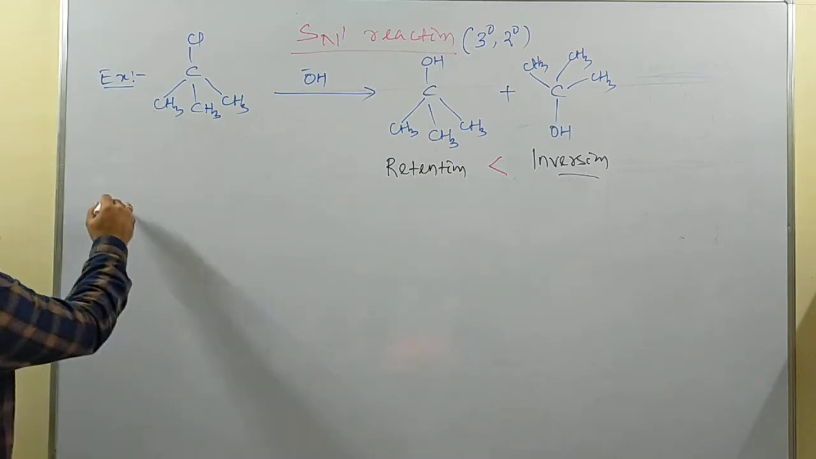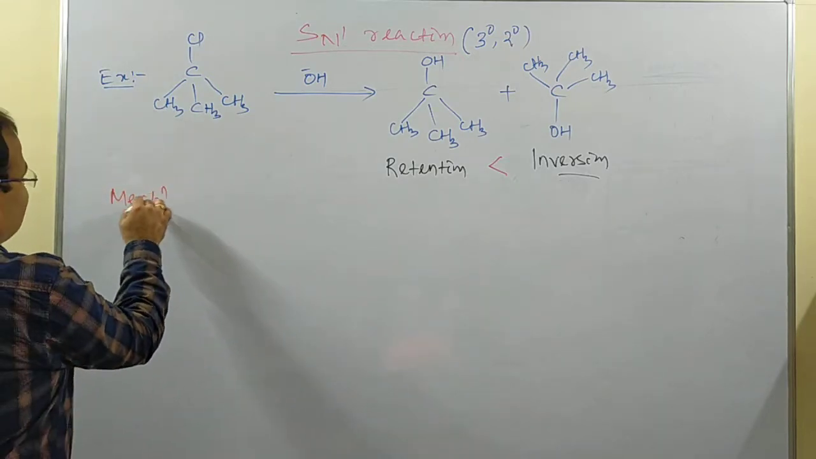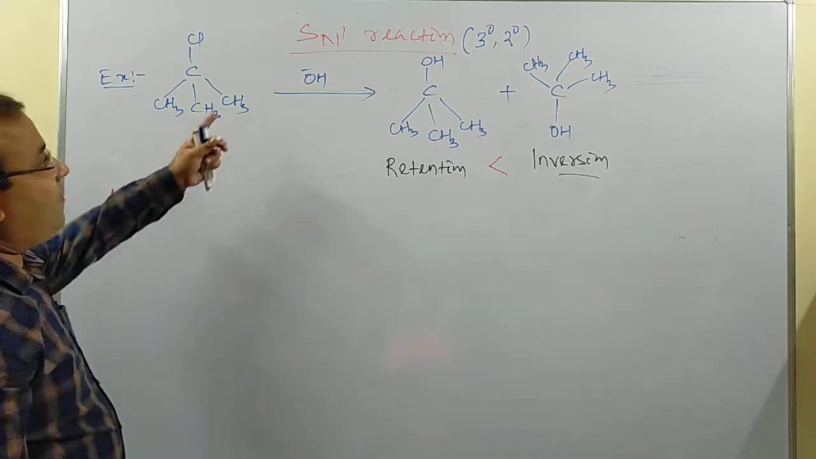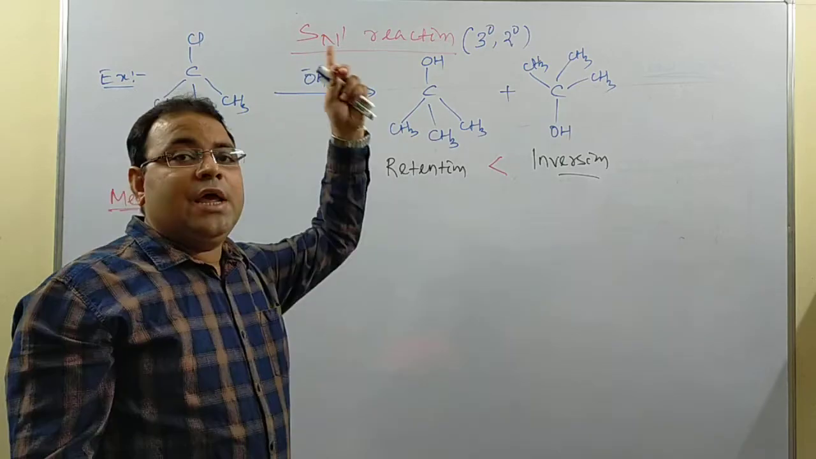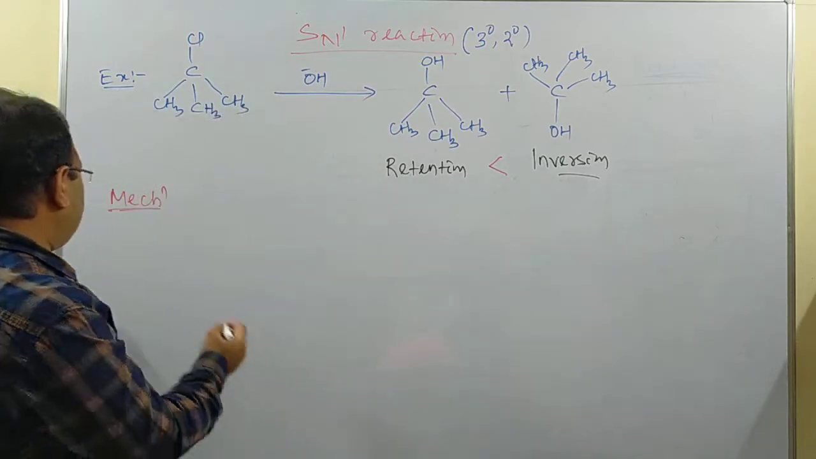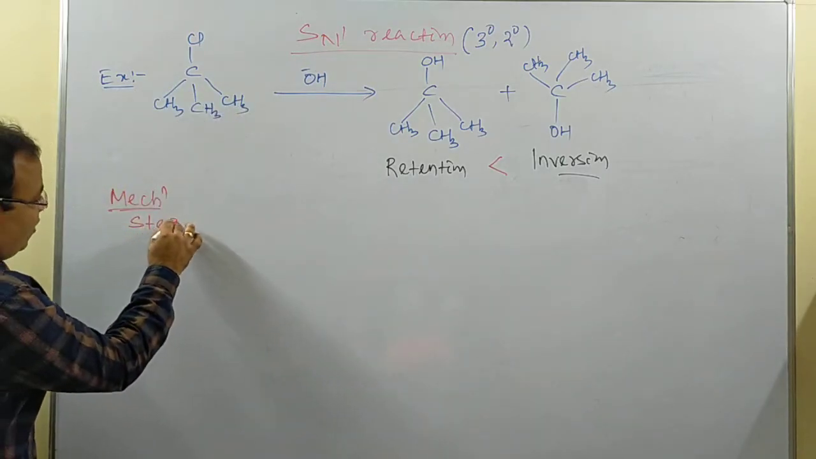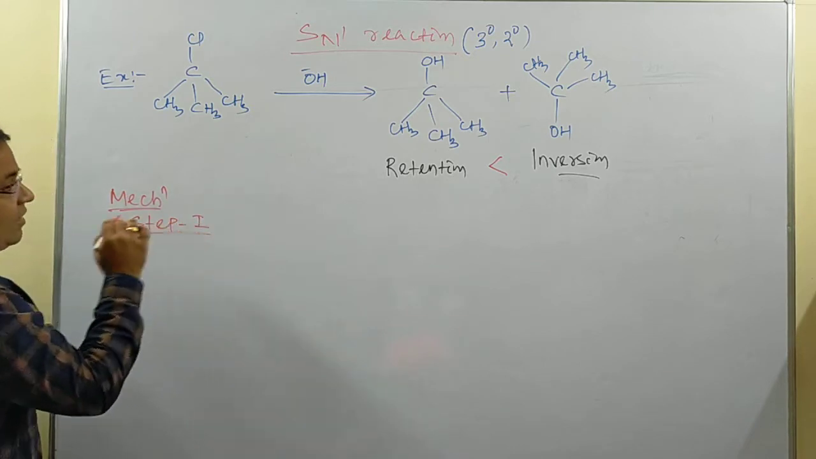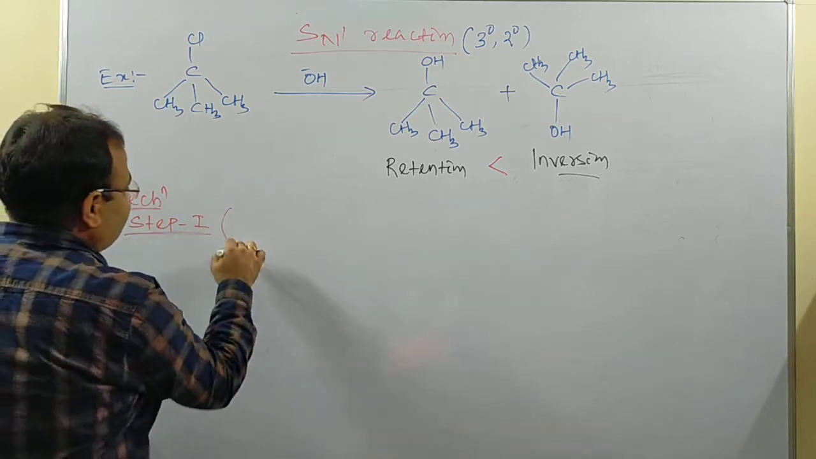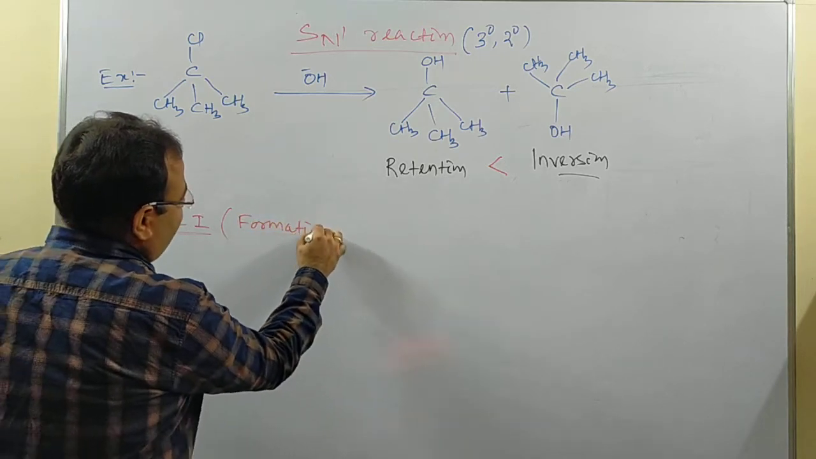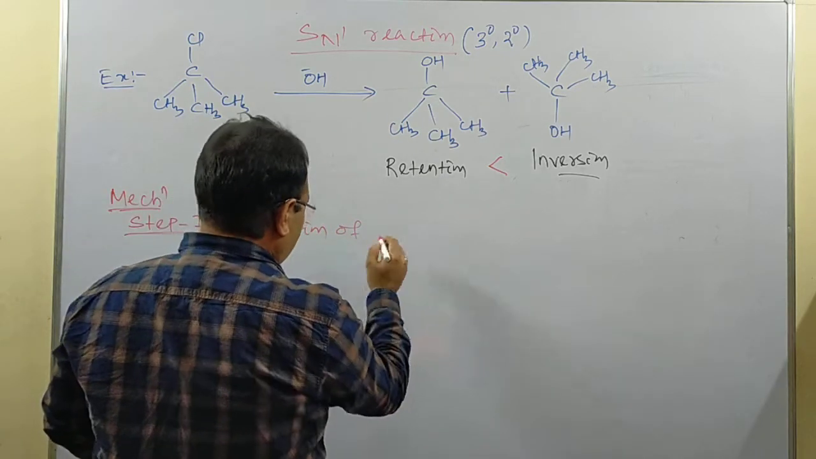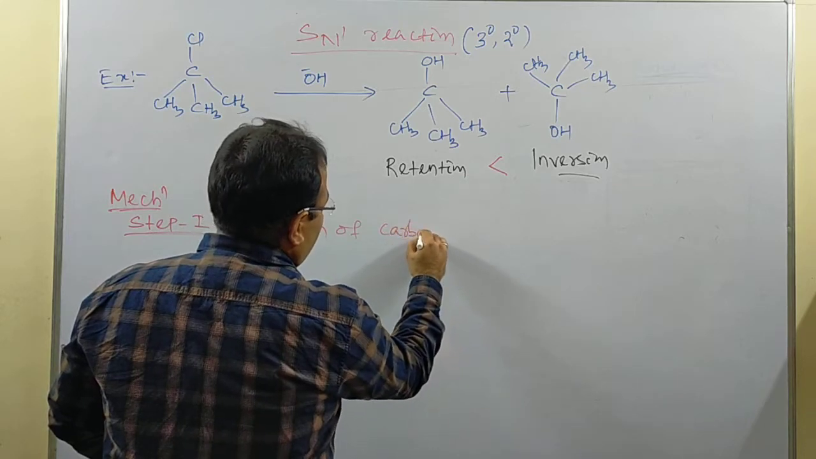For this, we have to go for the mechanism. The full form I have already told you: this is substitution nucleophilic unimolecular bistep reaction. So now I will write step 1, because it's a bistep reaction. Step 1 includes the formation of carbocation.